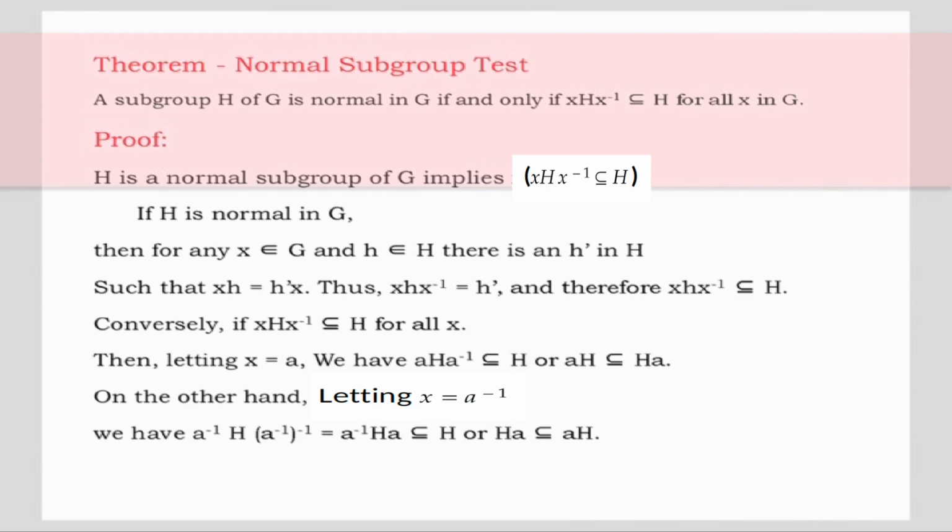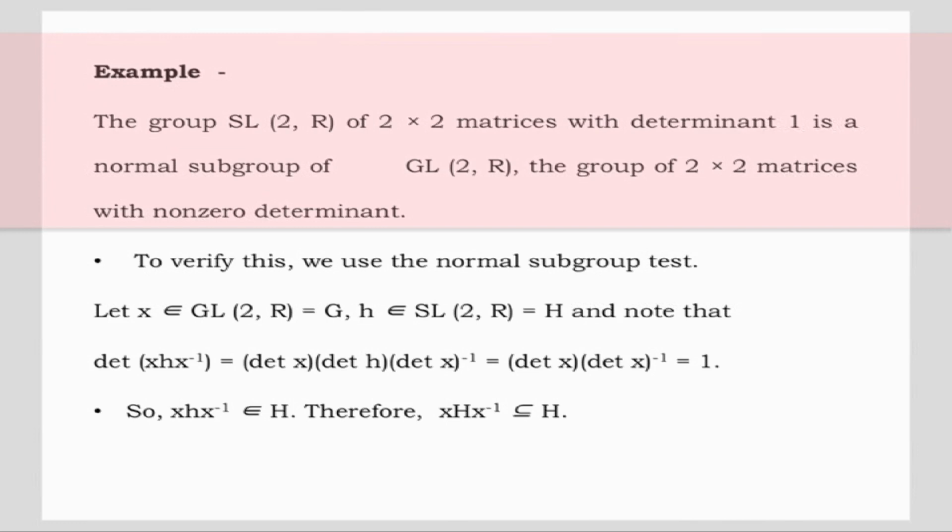Conversely, if xHx^{-1} is a subset of H for all x, then letting x equal a, we have aHa^{-1} is a subset of H, so aH is a subset of Ha. On the other hand, letting x equal a^{-1}, we have a^{-1}H(a^{-1})^{-1}, which is equal to a^{-1}Ha, a subset of H, or Ha is a subset of aH. Let us verify the normal subgroup test for the following examples.